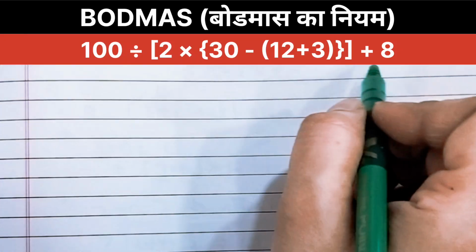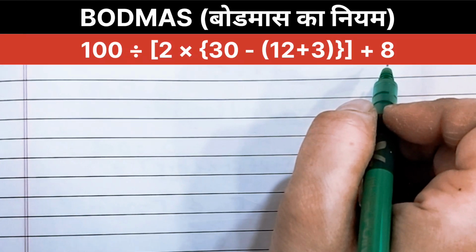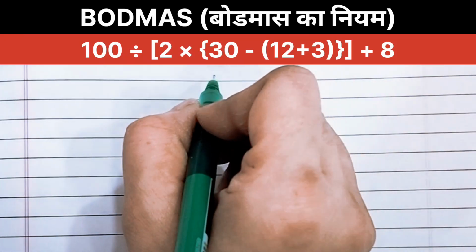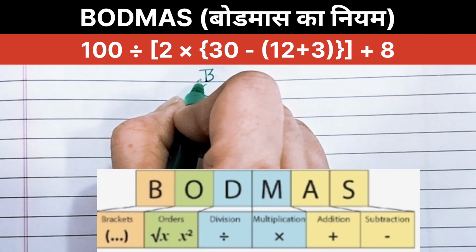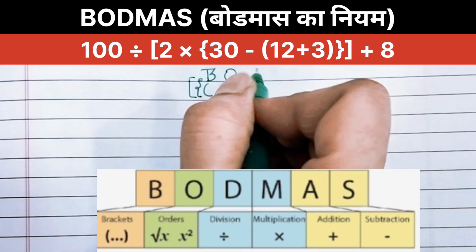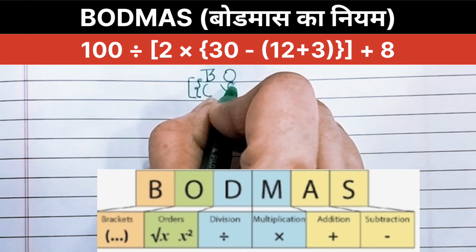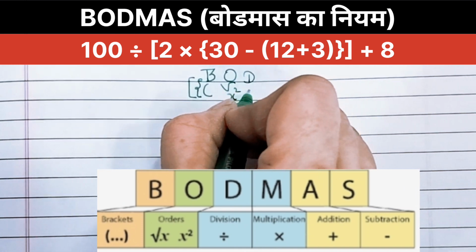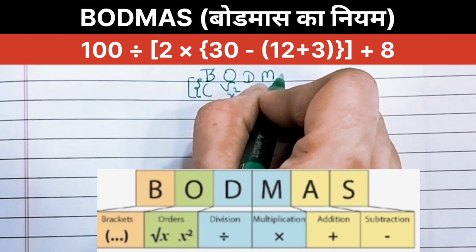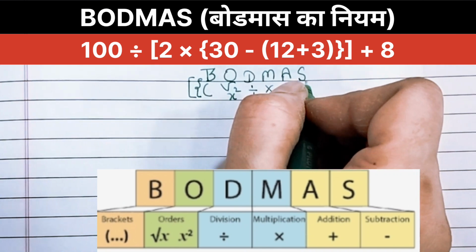Hello friends, now to solve this expression, we follow the BODMAS rule, which dictates the correct order of operations. First we solve brackets: small bracket, curly bracket, then square bracket. O stands for order, or we convert into multiplication, we solve roots and exponents. D stands for division, M stands for multiplication, A stands for addition, S stands for subtraction.